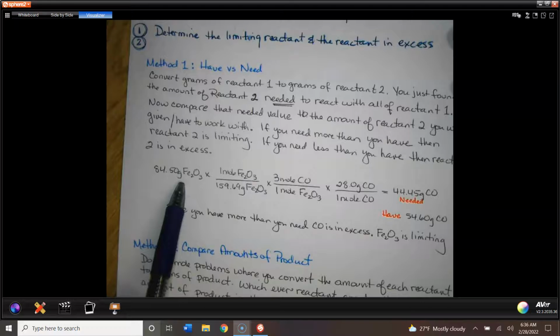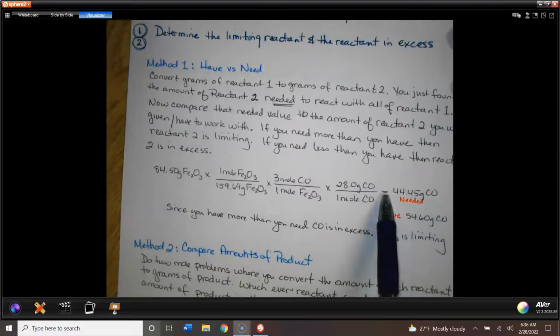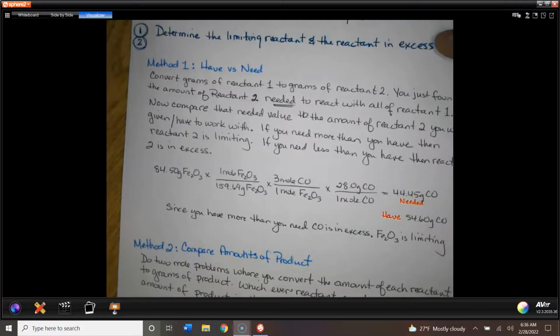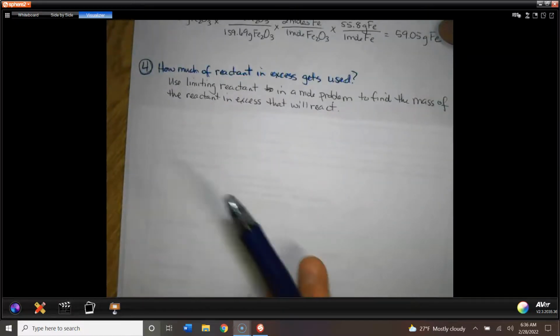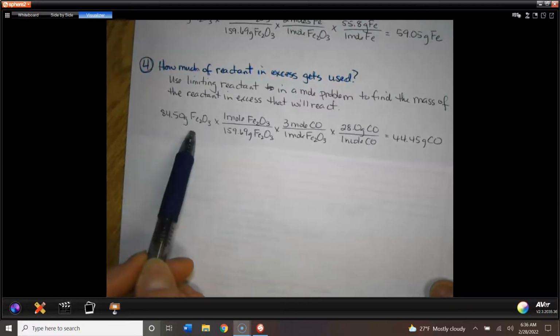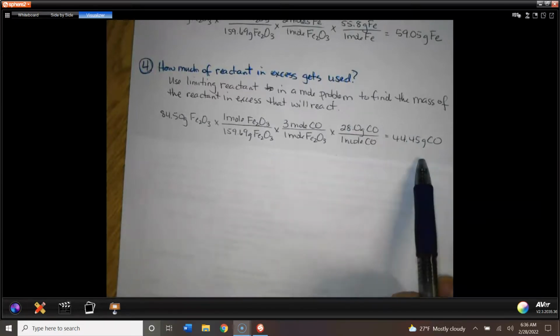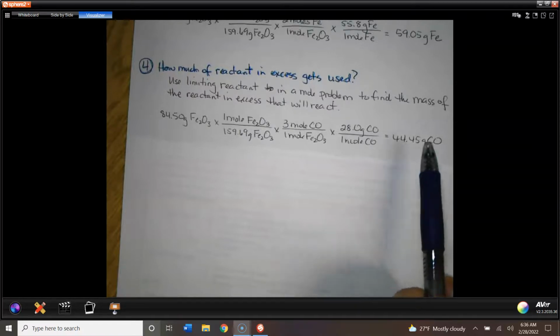84.50 grams is my quantity of limiting reactant, and I actually already converted to how much carbon monoxide I would need. So I already answered the fourth question by doing the have versus need method the way I did. 84 grams of iron 3 oxide is going to react with 44.50 grams of carbon monoxide. That's how much gets used.